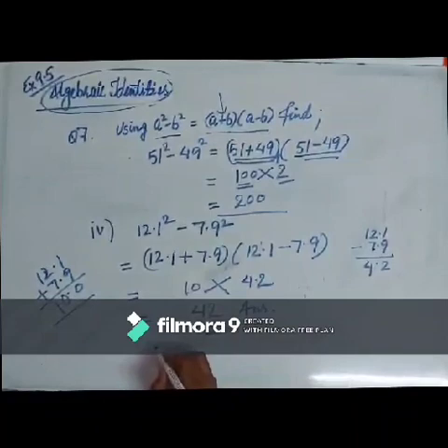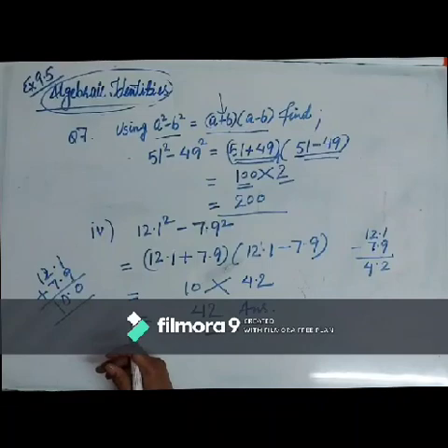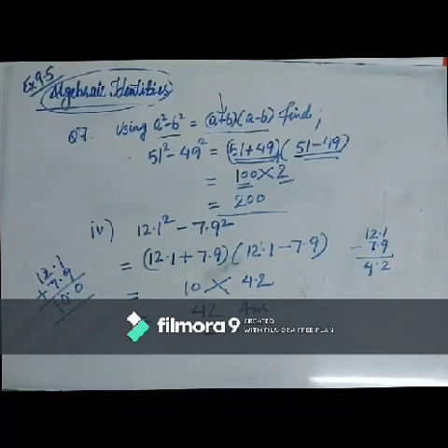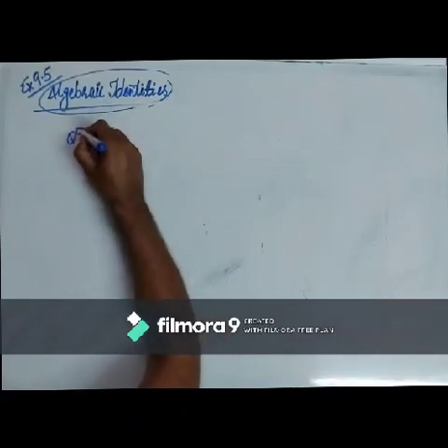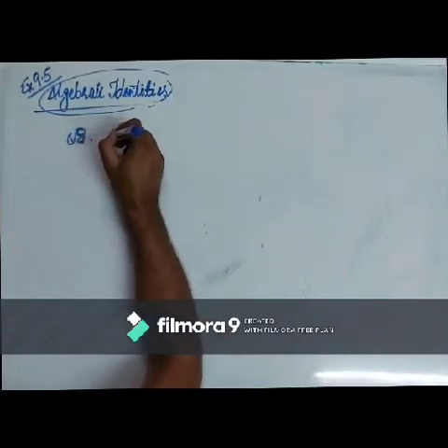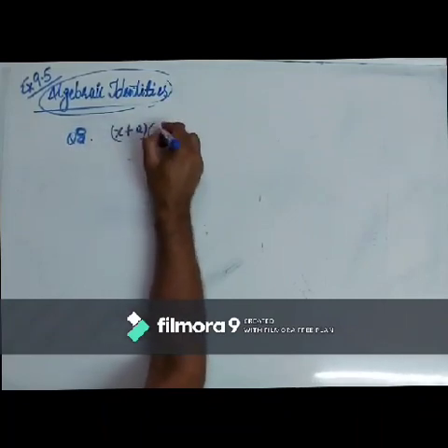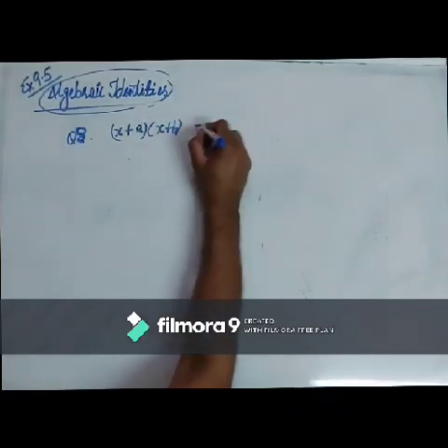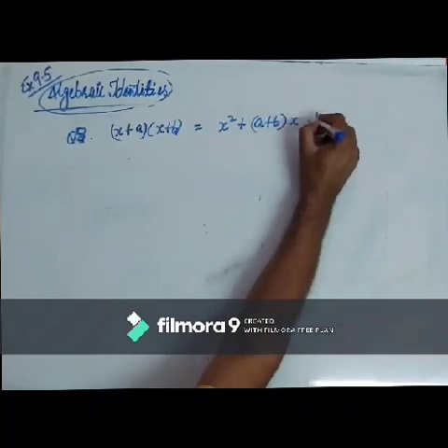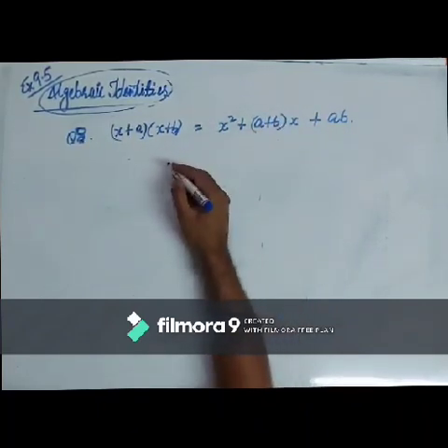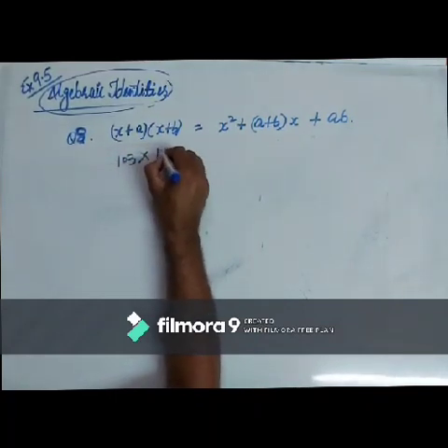So this is how we use these identities in the questions and make the calculations easy. The last question of the exercise is question number 8, and it says use this: x plus a into x plus b is equal to x square plus a plus b into x plus ab. Use this identity and find 103 into 104.